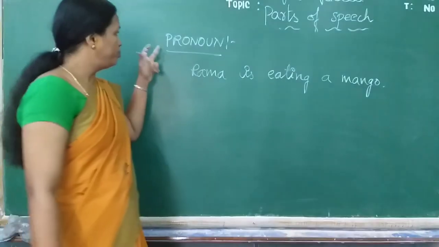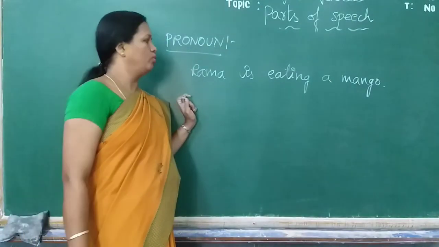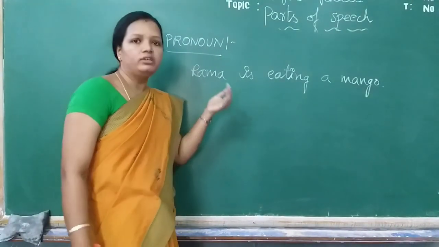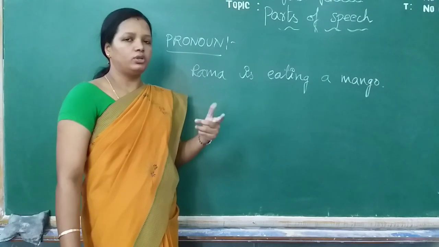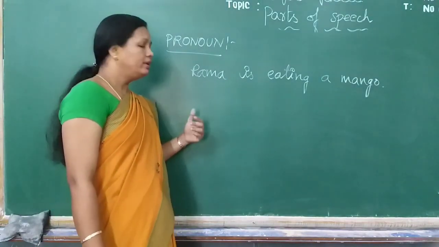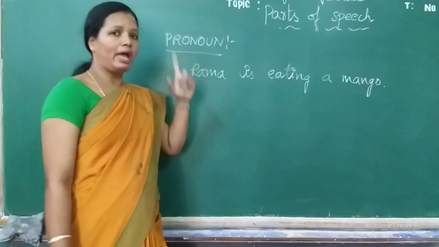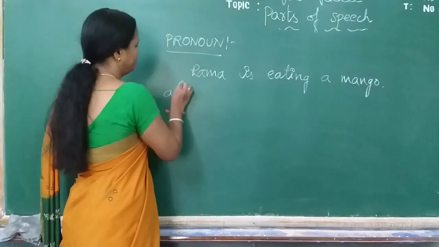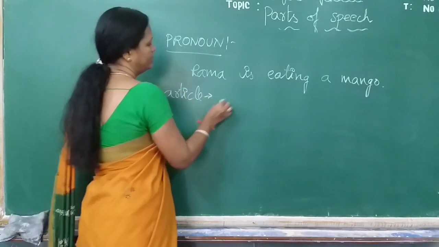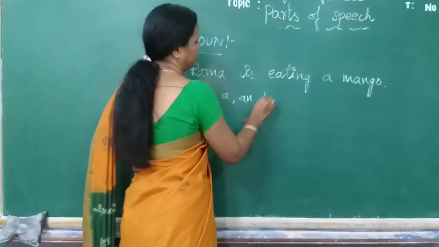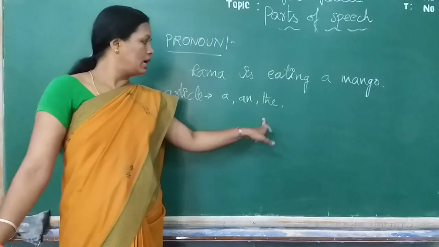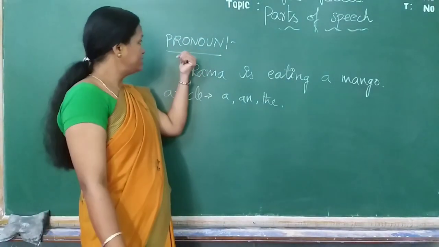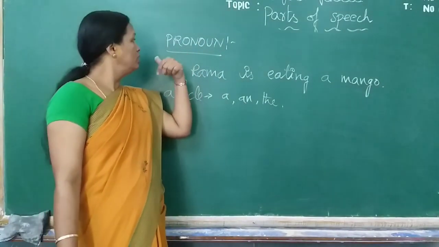So pronoun is used instead of noun. That is, noun will not be there in case of pronoun. That is he, she, it, they, them. So like that type of words we will use. And the only difference between the pronoun and the noun is we use articles. What are the articles? A and the are the articles. These articles we use before the noun. But in case of pronoun, we will not be using the articles.